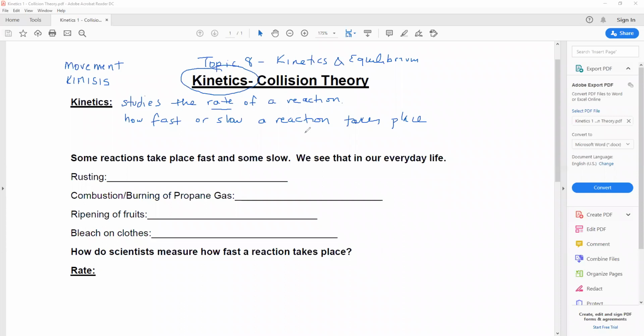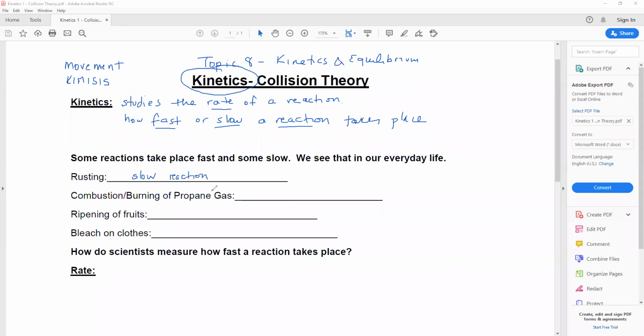That is very, very important to study, as we're going to see later on, because in our everyday life some reactions take place fast and some are slow. So for example, the rusting of iron. We cannot just sit there and watch a piece of iron and wait for it to rust. It takes a long time. So that is a very, very slow reaction.